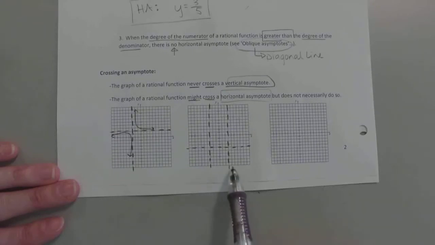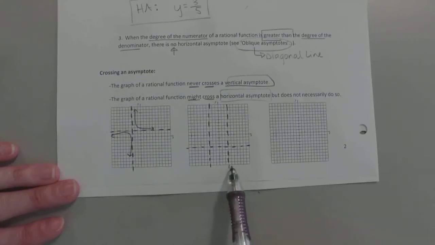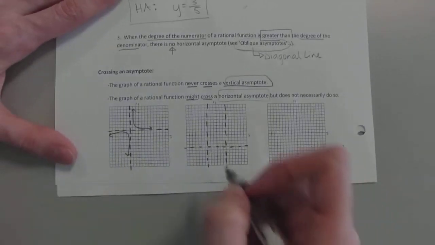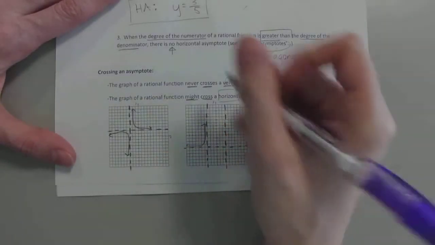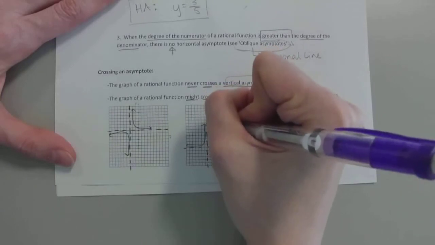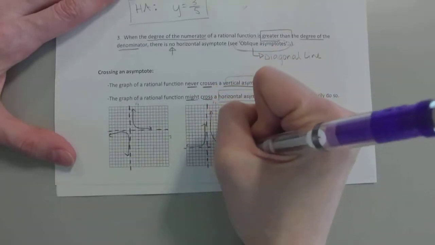And you're like, Molly, where are these coming from? Well, remember, our vertical asymptotes come from our denominators. So this means this would have had a denominator of x plus 3. This means it would have had a denominator with a factor of x plus 3 and x minus 3. So that means it was x squared minus 9 on the denominator. And then remember, the horizontal asymptotes come from the leading coefficients, okay?